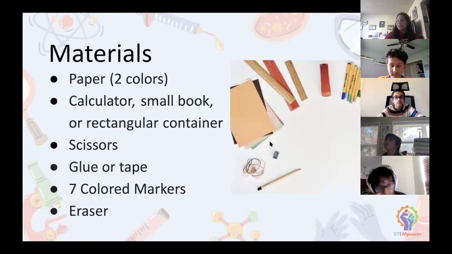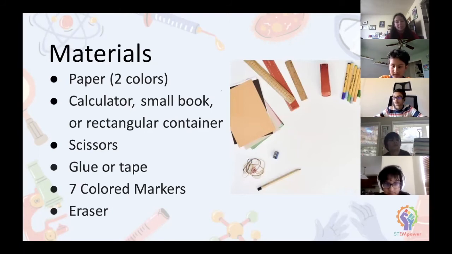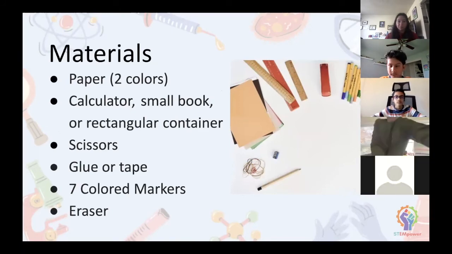So yeah, now let's get into our materials. We're going to need paper, again, 2 colors. And then we're going to need a calculator, or a small book or rectangular container, just anything that's rectangular, because that's how we're going to make the outline of our cell. You're going to need scissors, glue or tape, 7 colored markers, specifically 7, because that's the amount of organelles. And then you're going to need an eraser, also going to serve as an outline. You're not going to be really erasing anything.